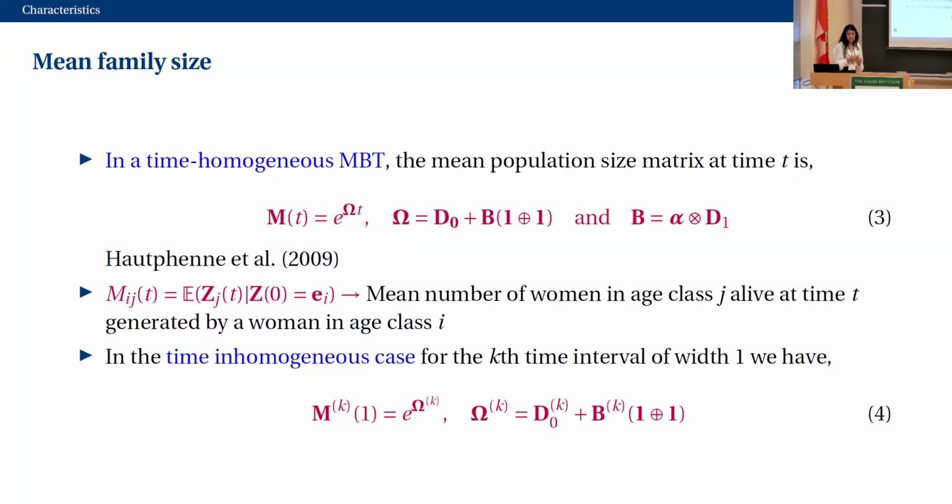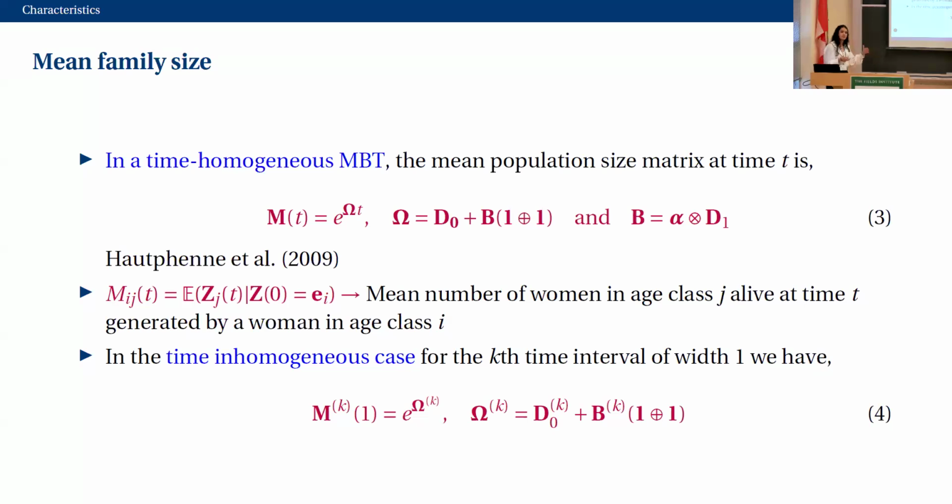So, mean family size. Now to obtain a formula for the mean family size in the time inhomogeneous case, we use the existing formula for the time homogeneous case. And this mean population size matrix is computed in the time homogeneous case using M(t), which is an exponent of another matrix called omega t. Omega has some Kronecker sums and products involved. Just to give you an understanding, one entry of this mean family matrix here is the mean number of women in age class J alive at time t generated by a woman in age class I.